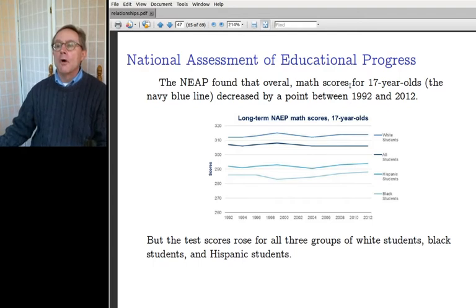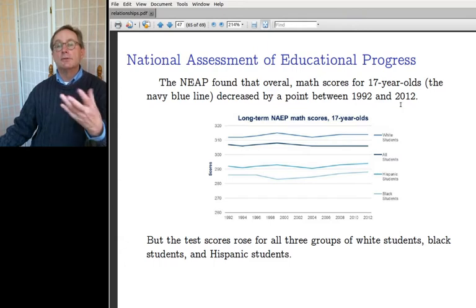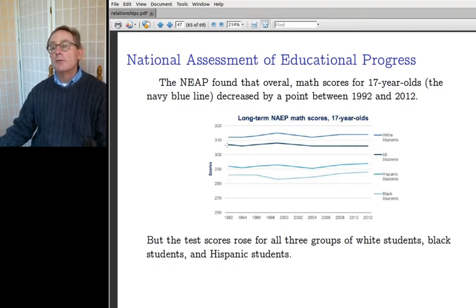So overall, math scores for 17-year-olds decreased by a point between 1992 and 2012. Now that's 20 years. 20 years of hearing people saying it's important math. We have to increase the ability of students. So 20 years of hard effort, and overall, this line right here, can you see it's the second one down from the top? So overall, the scores on their test for their study have decreased by a point.